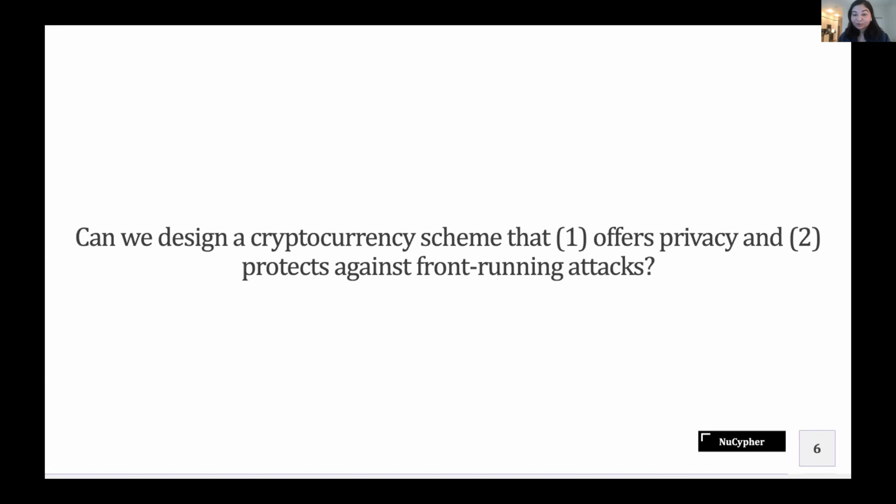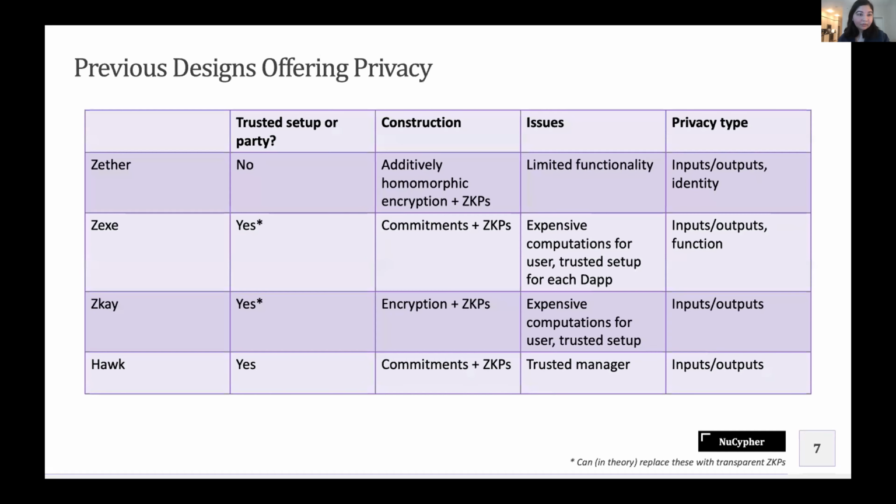So since I'm a cryptographer, we're going to look at category number 3, and that is, can we design some cryptocurrency scheme that offers privacy, at the very least input-output privacy, and maybe this scheme can also protect against front-running attacks. There are some designs out there that offer privacy. The main 4 we're going to look at, just because all of them use zero-knowledge proofs, are Zether, Zexe, ZK, and Hawk. All of them offer, at the very least, input-output privacy, which is necessary for this problem.